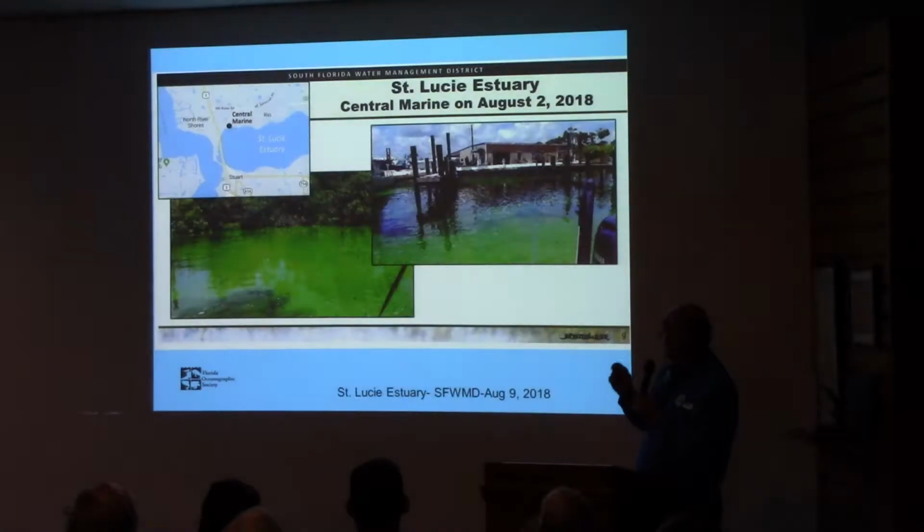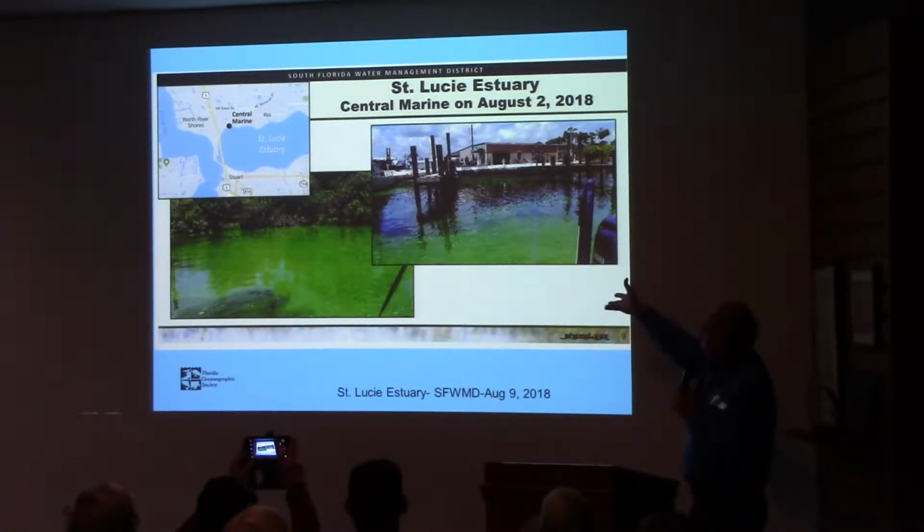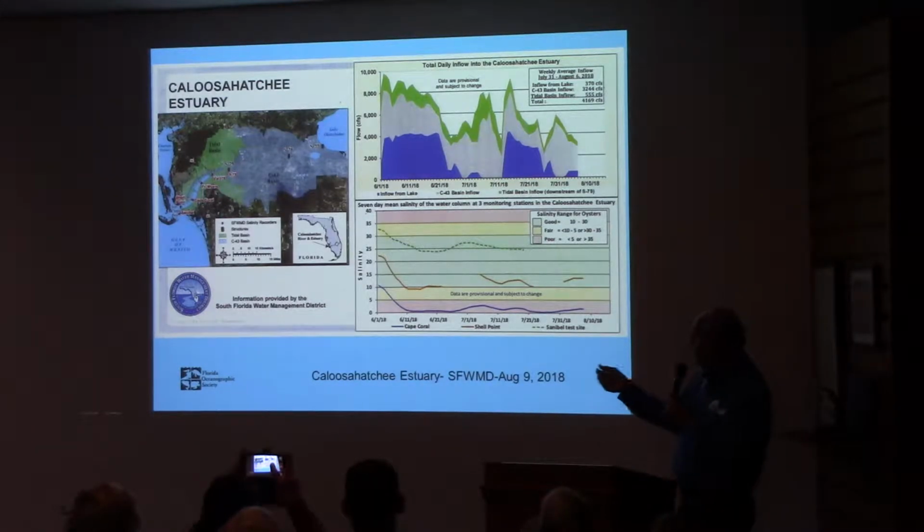Next slide. But you can see it came back a little bit recently. Here's Central Marine in August. We had some pretty, also comes with a discharge of the cyanobacteria or blue-green algae. Next slide. Here's the Caloosahatchee slide.